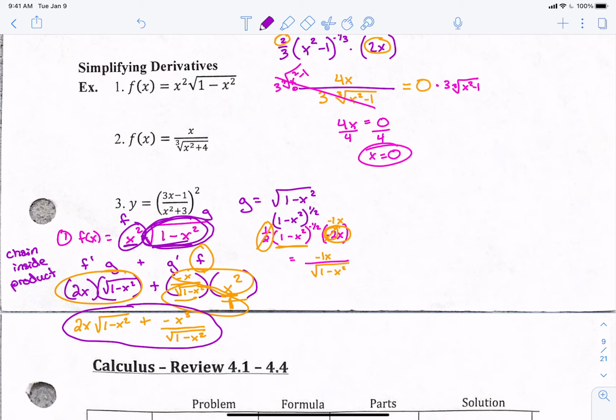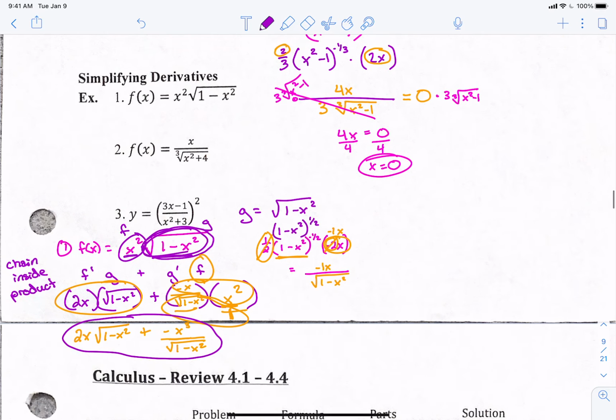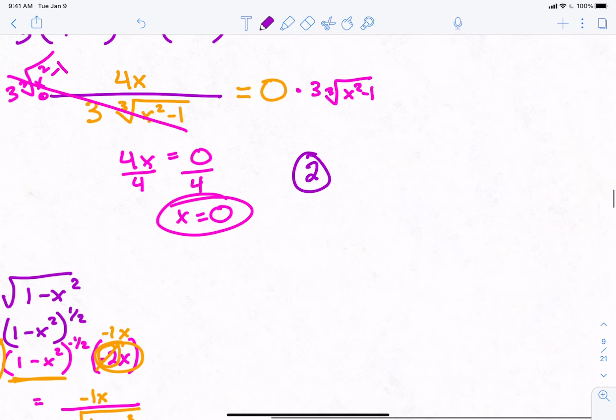Number 3 or number 2? Are we good on number 1? Kind of. We'll get more comfortable with it. Let's do number 2.